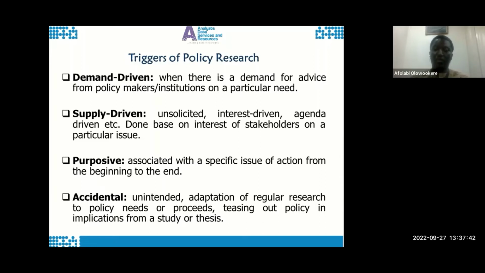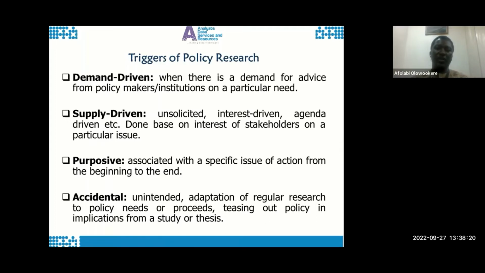They may want to lobby, so they do research in a particular area, maybe to point to government that this is a better way of doing what you are doing, or the impact of what you have done so far. It can be purposive, which is associated with a specific issue of action from the beginning to the end. So you build it into a particular system so that you can see what is happening over time. And it can be accidental. This is where a lot of academic research assists policy research. It's the unintended adaptation of regular research to policy needs, teasing out policy implications from a study or thesis.